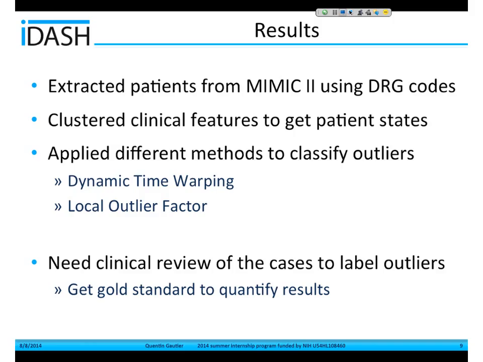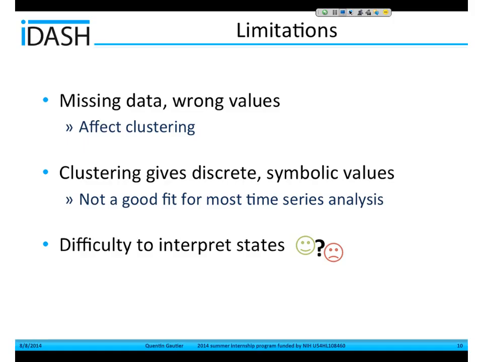However, we still need to get all those patient cases reviewed by clinicians, probably to label or partially label the cases as being outliers because of an error, or not because of an error and not an outlier. So we need to get our gold standard in order to evaluate our preliminary results. And that would also open the door to maybe more algorithms for supervised or semi-supervised learning.